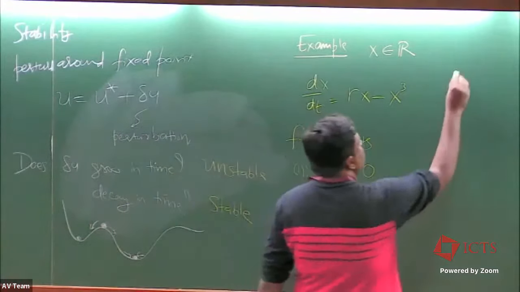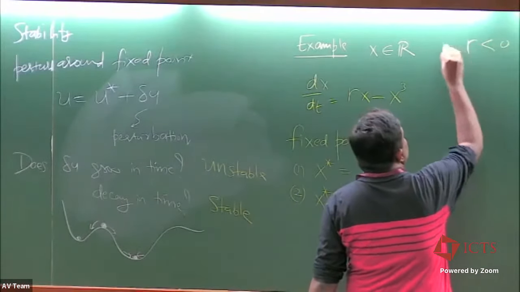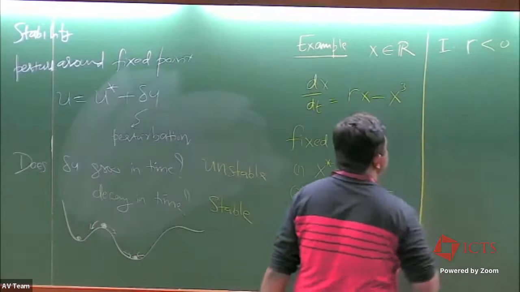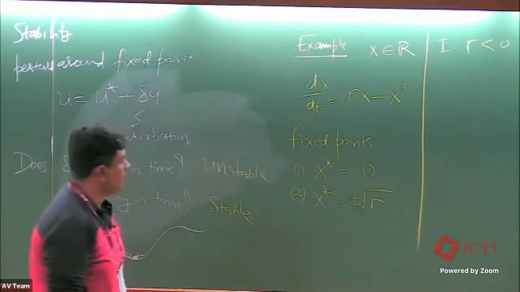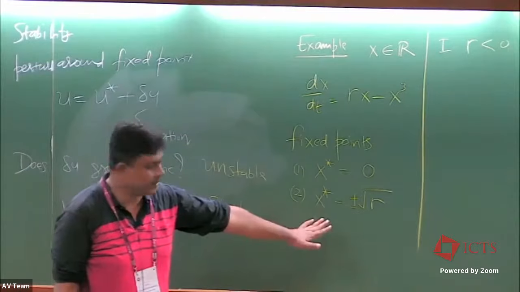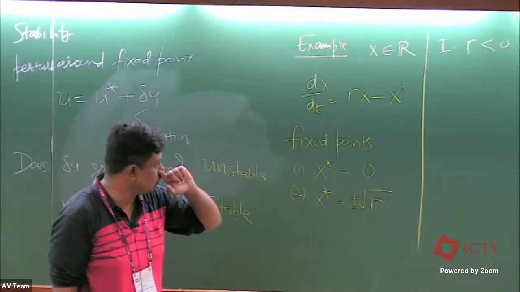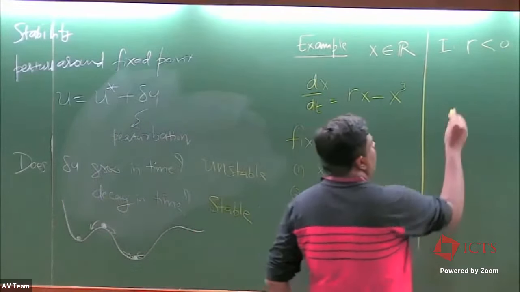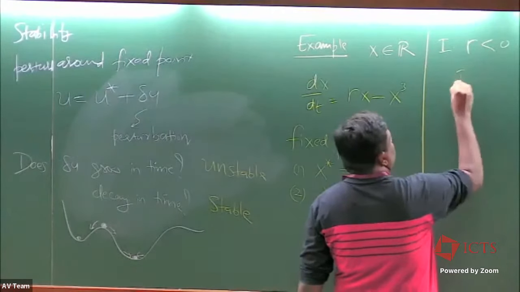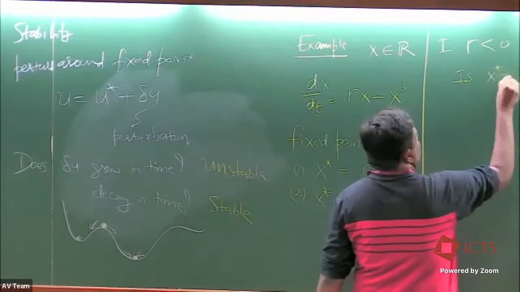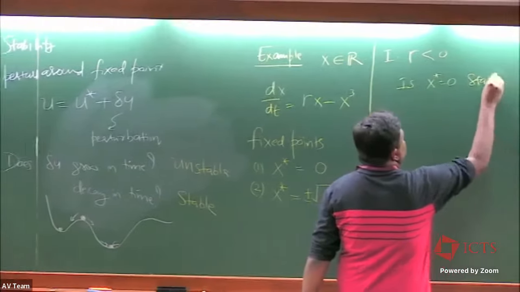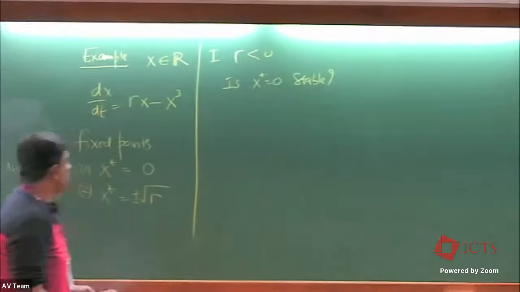So for r less than 0, let's go one by one. The second and third fixed points do not exist. It's only x equal to 0. I would like to find out what happens. Is x star equal to 0 a stable fixed point? What do you think?